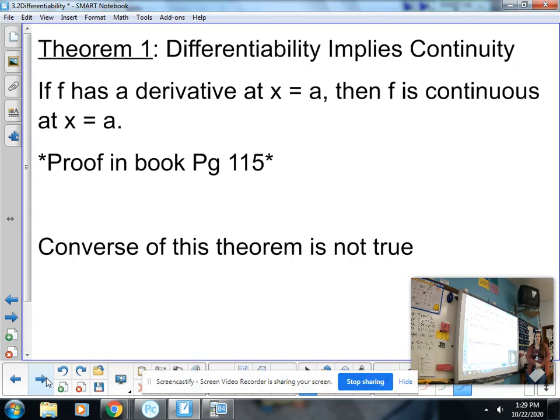Think about the absolute value function. That's the perfect example of this. An absolute value function is continuous. However, there is no derivative of an absolute value function at its vertex, so it does not fit. So if something has a derivative at x equals whatever value, then it is continuous at that same point.